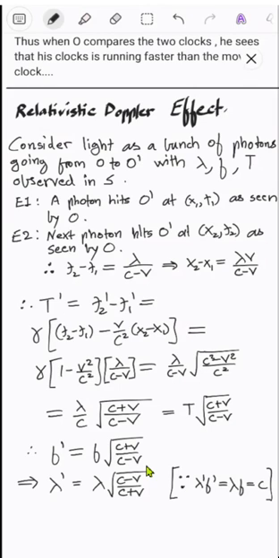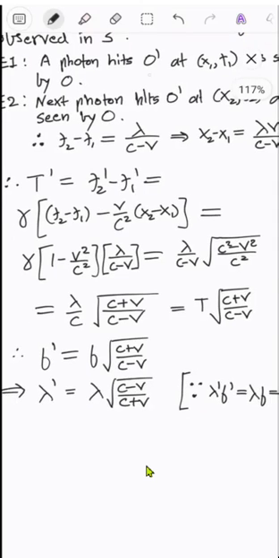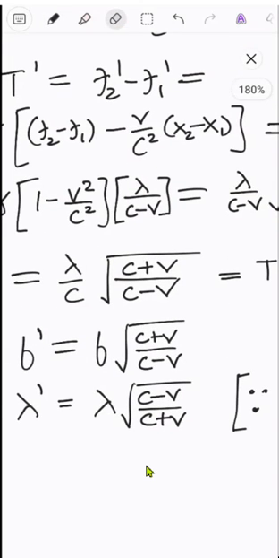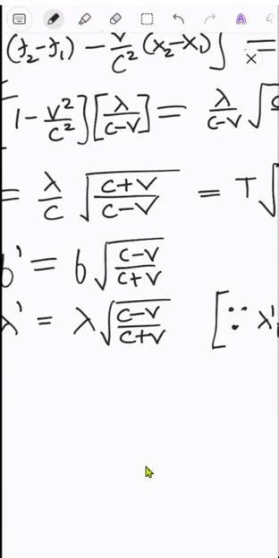Oh, it should actually be the inverse of this, because we just reciprocated. So this should really just be c minus v upon c plus v, but then you know the thing. So this is c minus v upon c plus v, and then this will be c plus v upon c minus v.